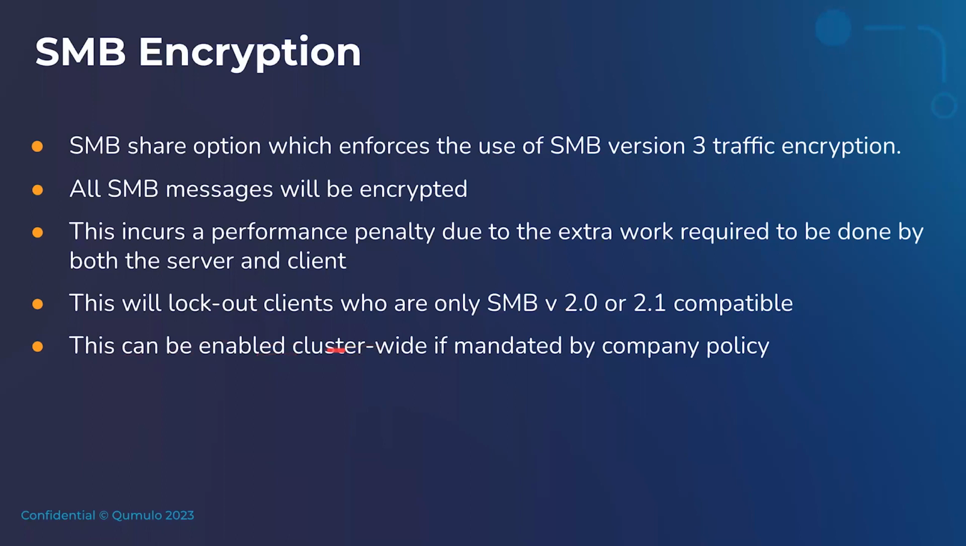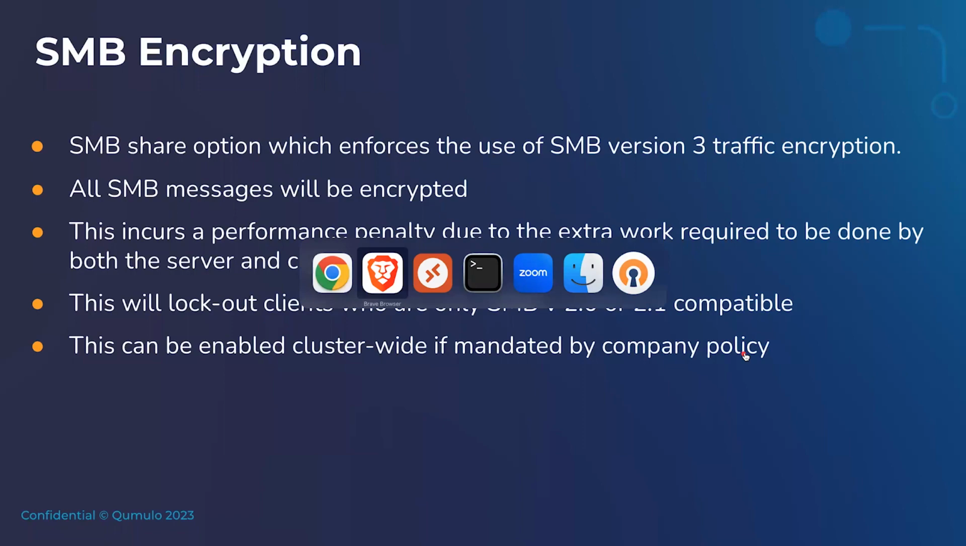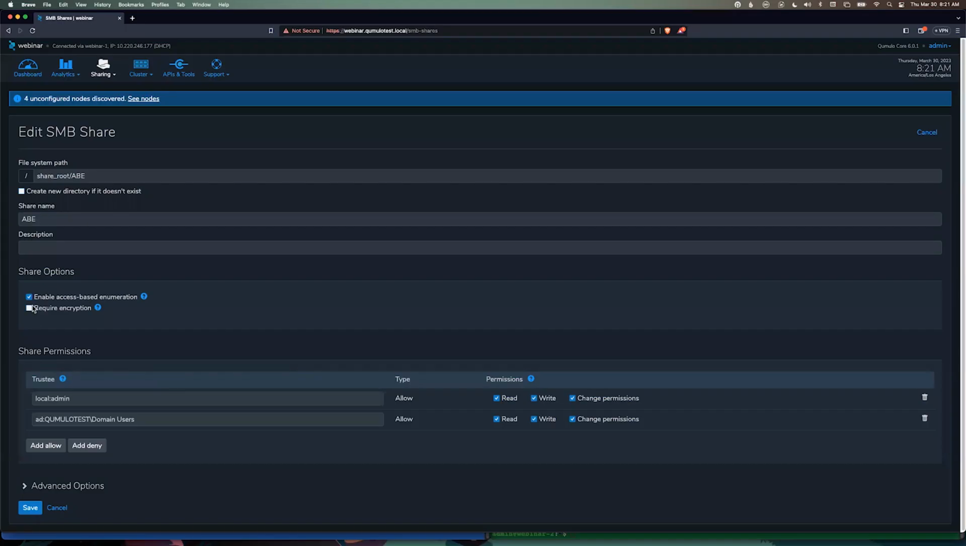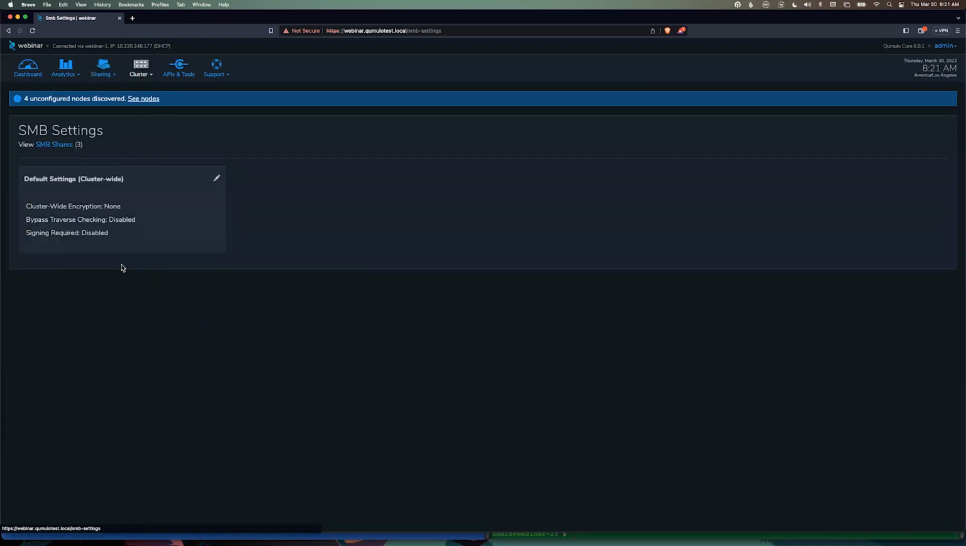Now, this can be turned on cluster-wide if mandated by your company's policy. So looking at this guy here, if I check this box on, that would turn on encryption just for this share. If I go into SMB settings, I can turn it on cluster-wide.